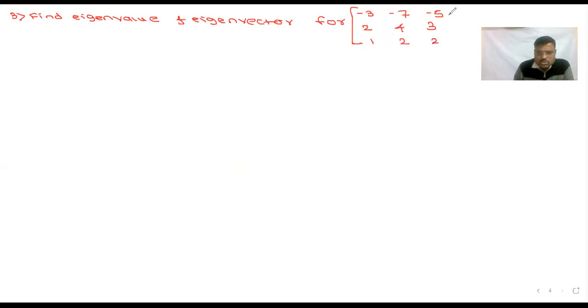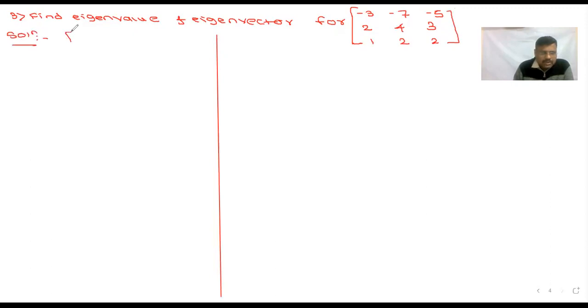Third one. Find the eigenvalue and eigenvector for the matrix, where the matrix is -3, -7, -5, 2, 4, 3, 1, 2, 2. Solution.